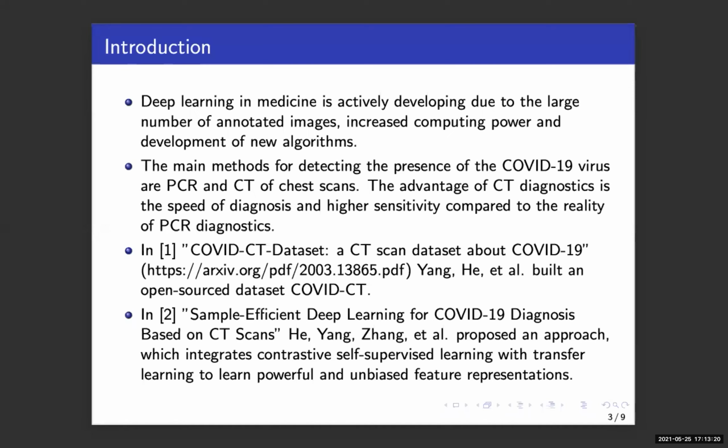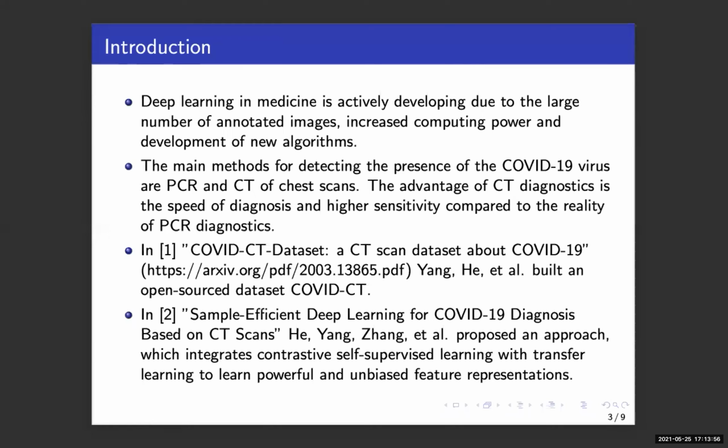The computing power increased very rapidly during the last 10 years, and a lot of new algorithms were developed, like different architectures of CNNs and so on. There are two main methods for detecting the presence of COVID-19, which are PCR and CT of chest scans. The advantage of using CT scans is the speed of diagnosis and higher sensitivity compared to PCR.